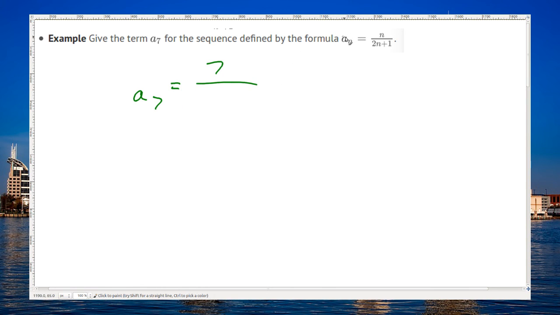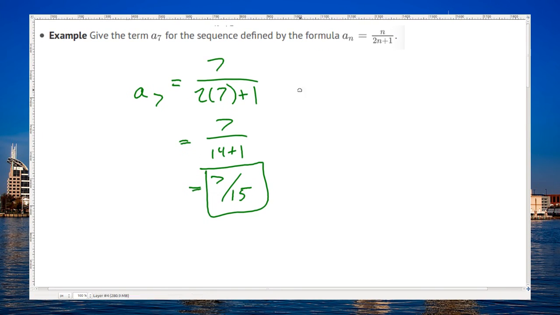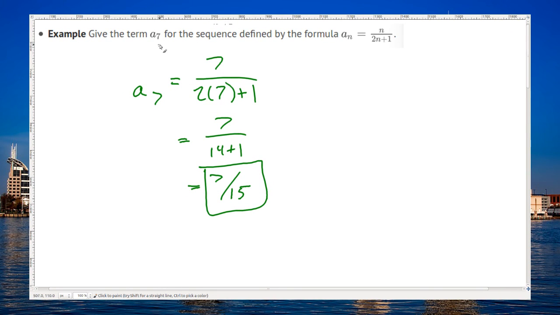And so whether we start at 0 or 1 or some other number, it doesn't matter. We just replace all of our n's with 7. So we got 7 over 2 times 7 plus 1. 7 over 14 plus 1 is 7/15. So that's really all there is to it, is plugging in, just like we would plug into a function, but for sequences we're only allowed to plug in integers, whole numbers.